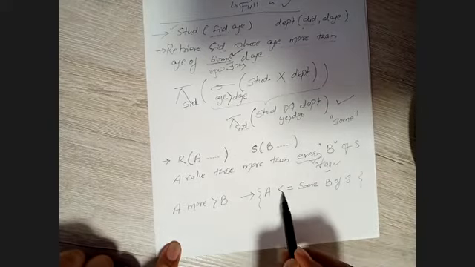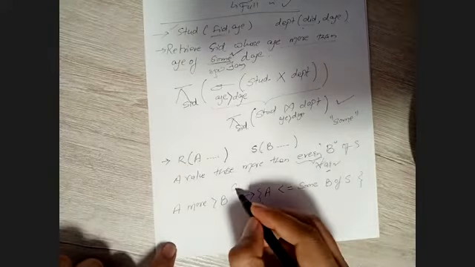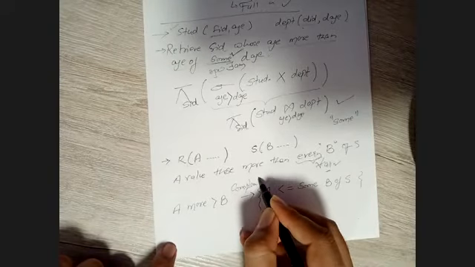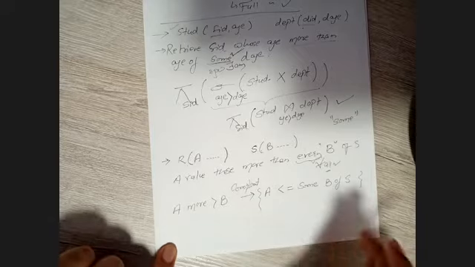So an A value is less than or equal to some B value of S, right? This is the complement. So this is the complement here. And whatever complement we will be receiving here, okay, let's check it on this data set.